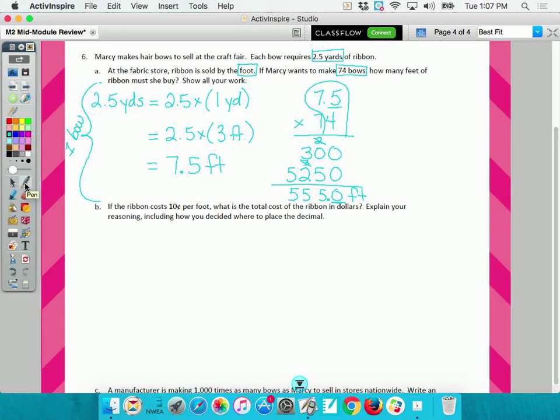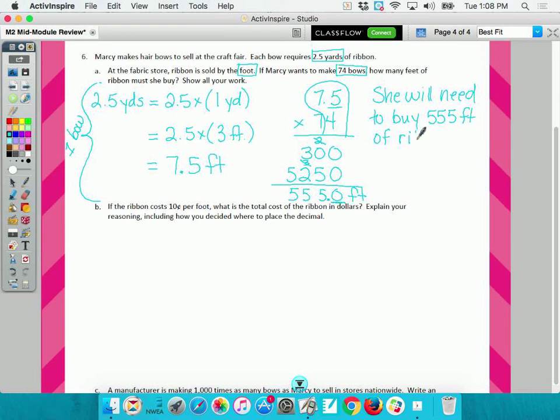The mistake children make most of the time on this problem is they forget to place the decimal in their answer. I did put it, but when I saw you didn't put it, I erased it. So the answer is how many feet? She will need to buy how many feet of ribbon? What's my answer right here? 555 feet. She will need to buy 555 feet of ribbon.